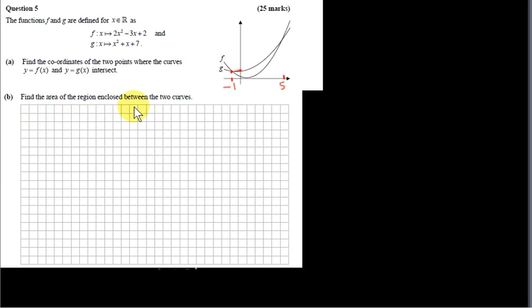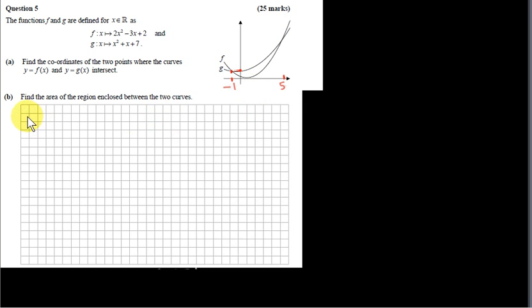Find the area of the region enclosed between the two curves. Well, if we integrate f from minus 1 to 5, we will get the area underneath f. If we integrate g from minus 1 to 5, we will get the area underneath g between minus 1 and 5. And then if we subtract those areas, we'll be left with the area enclosed between the two curves.